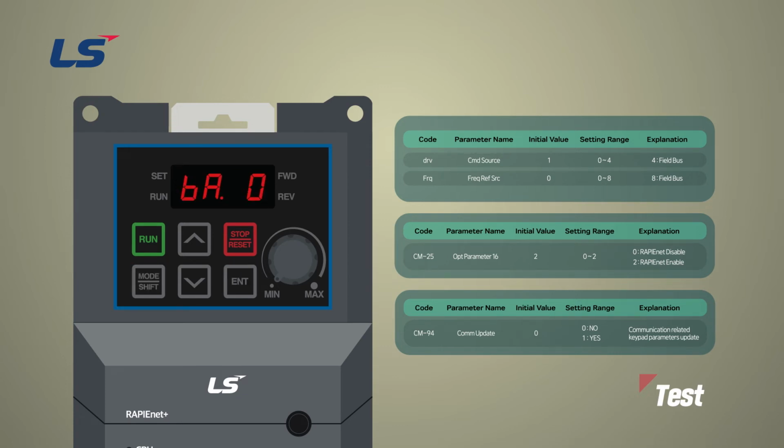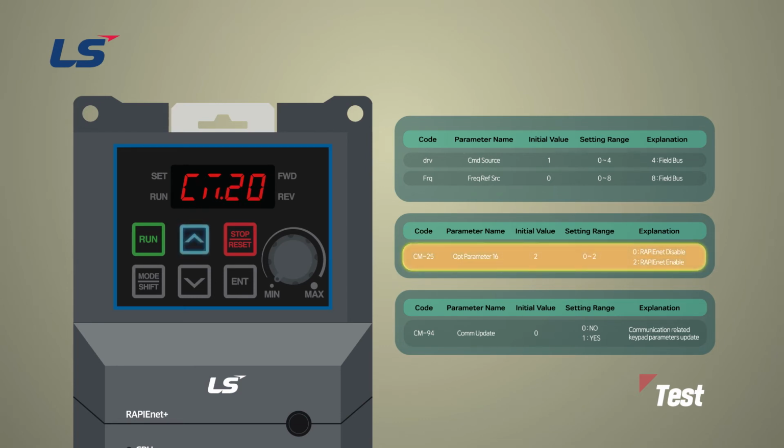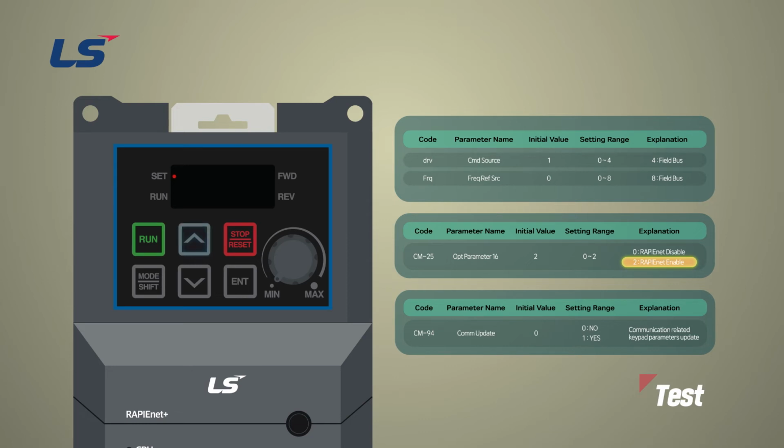Next, in order to communicate with RAPIEnet, the RAPIEnet communication function must be activated. If CM group 25 is set to 2, RAPIEnet is set to enable. Finally, to save the changed settings, set CM group 94 to yes to complete.